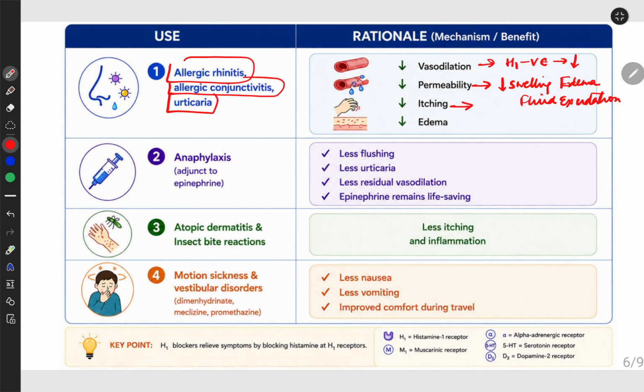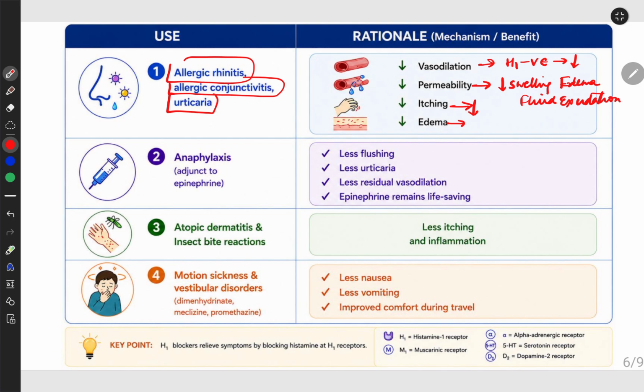They also reduce itching and pain by decreasing the sensory nerve stimulation in the periphery of the body, specifically on the cutaneous surface, and thereby they also reduce the edema, as we have already seen.